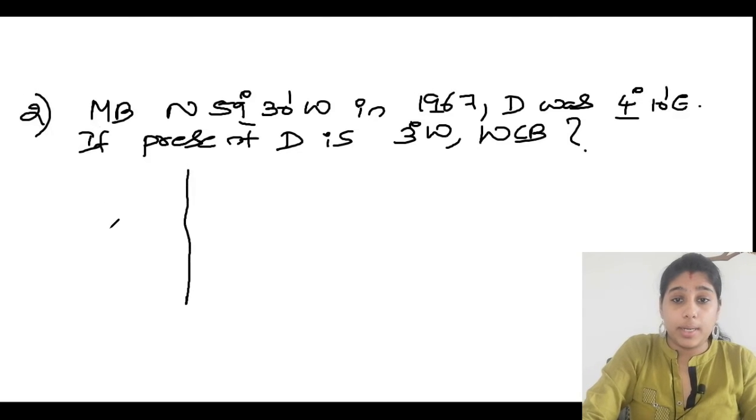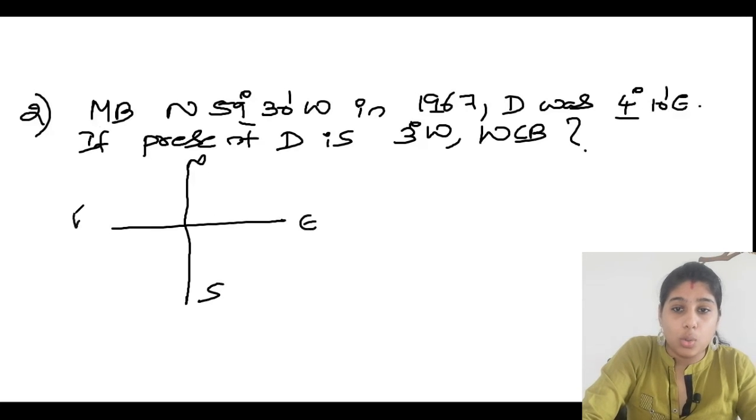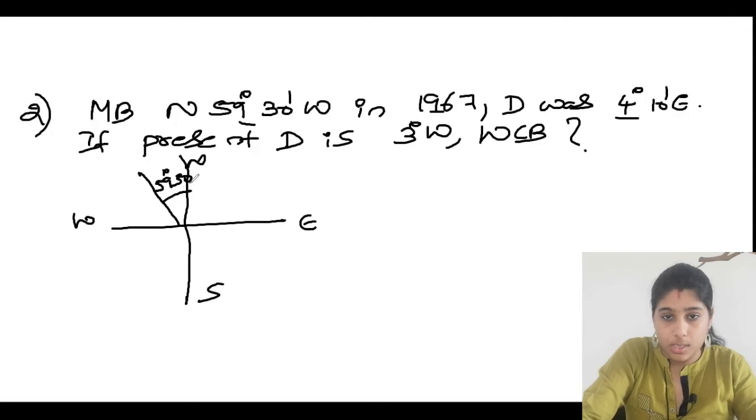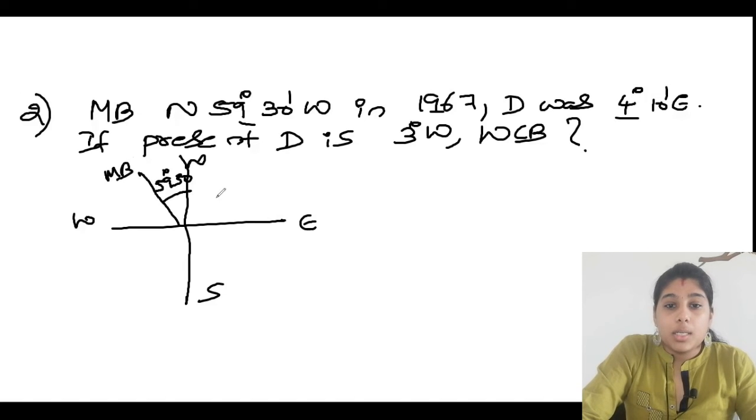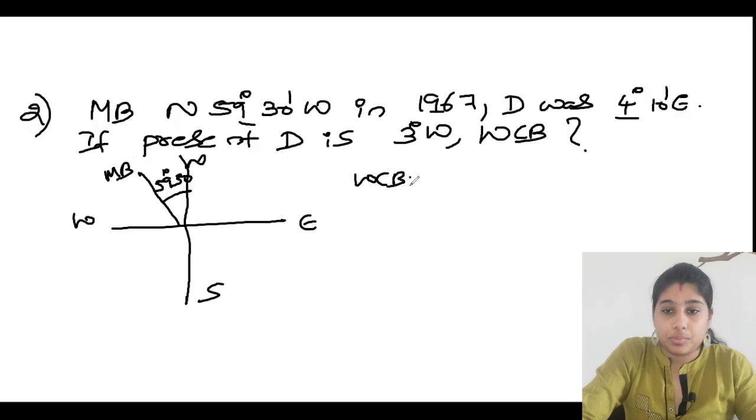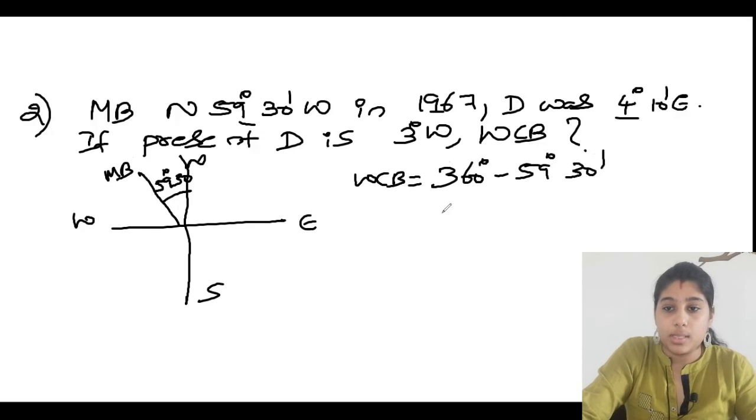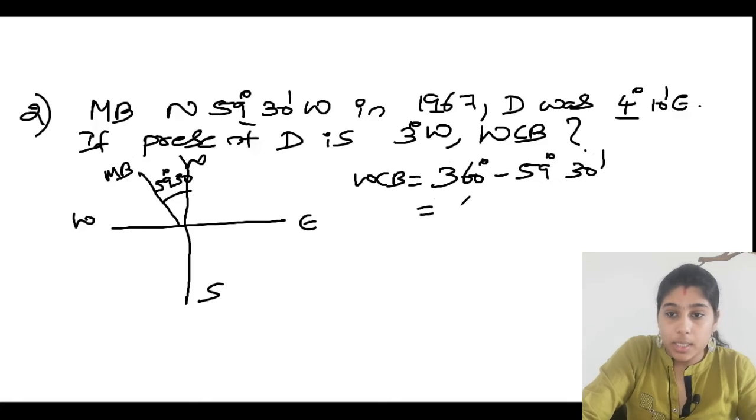North, south, east and west. So north 59 degree, here will come the angle 59 degree 30 minute west. So this is the magnetic bearing at that time. So what will be the whole circle bearing? Whole circle bearing will be 360 degree minus 59 degree 30 minutes. So your answer will be 300 degree and 30 minutes.